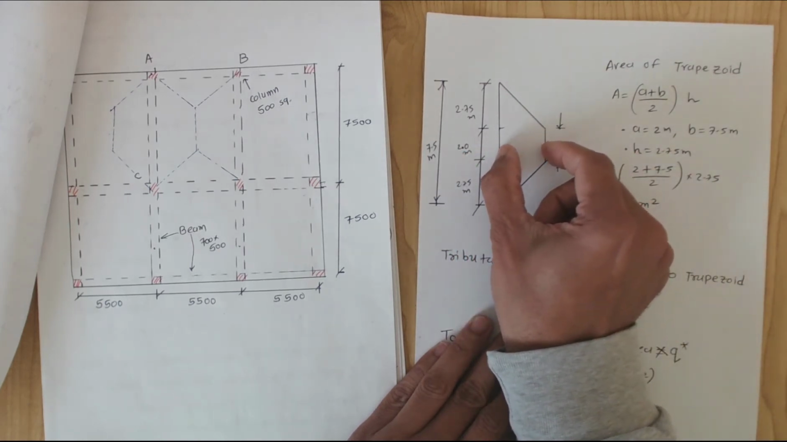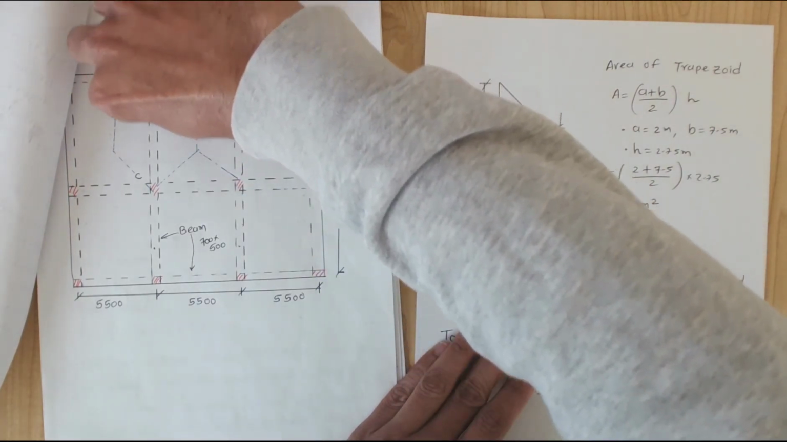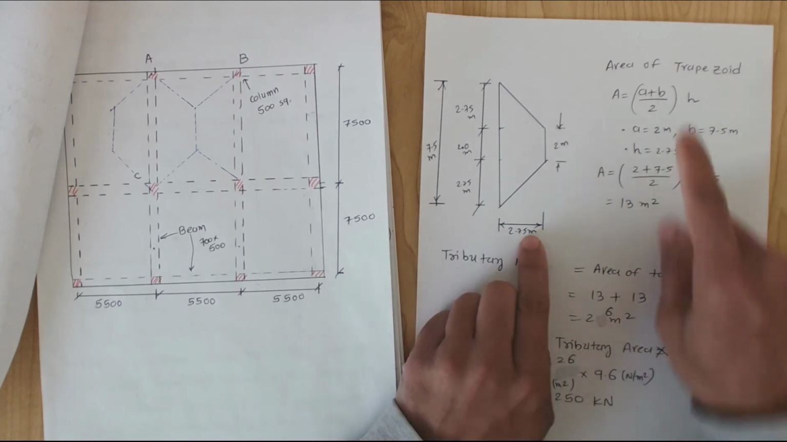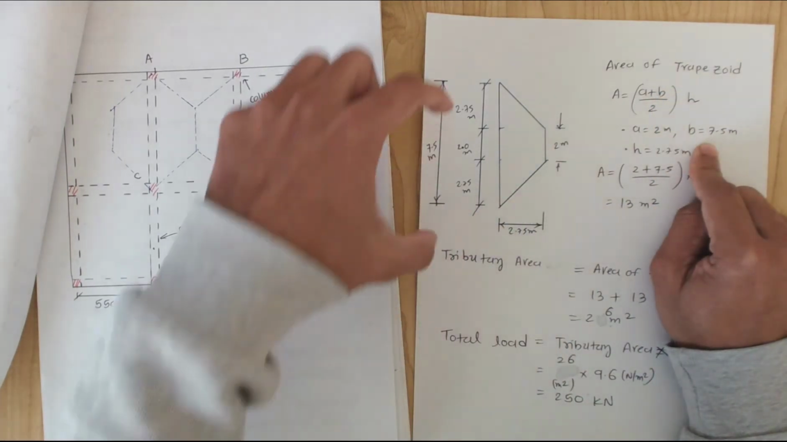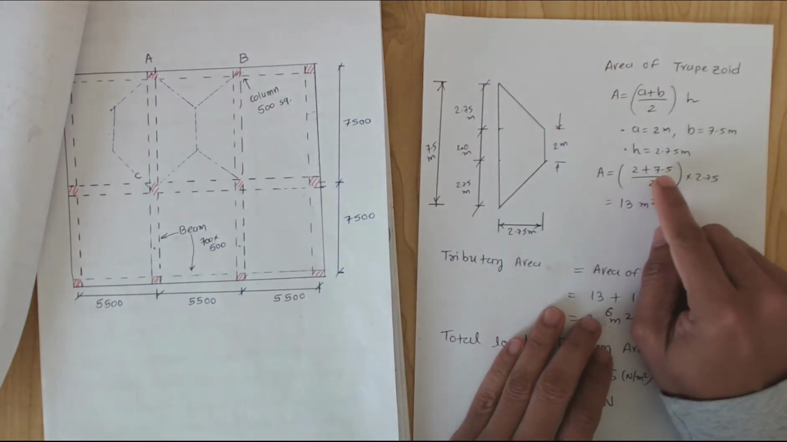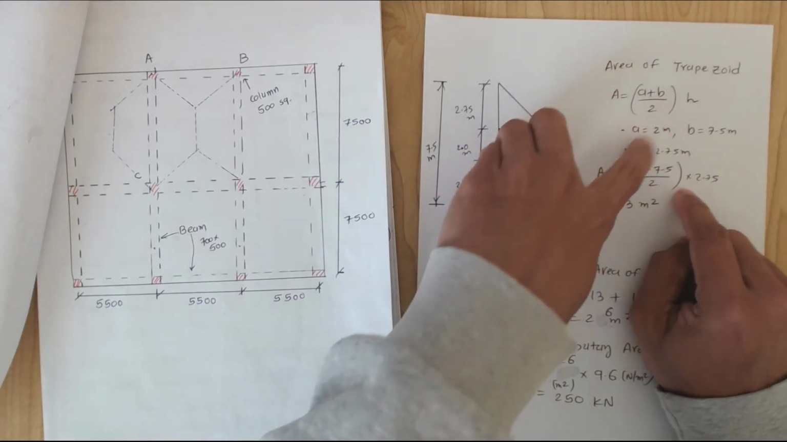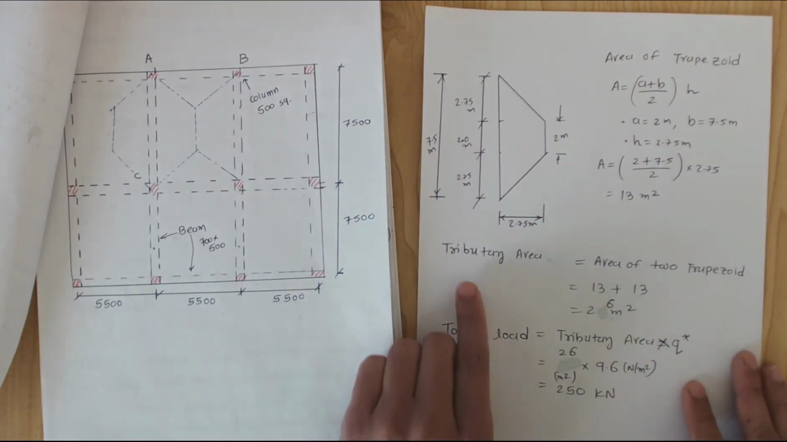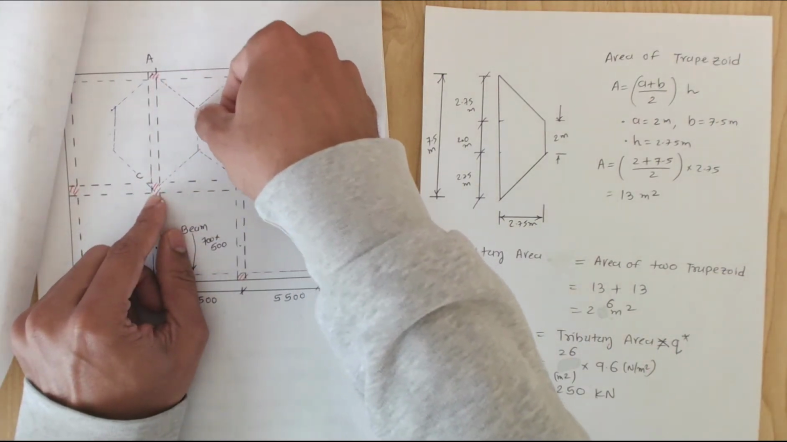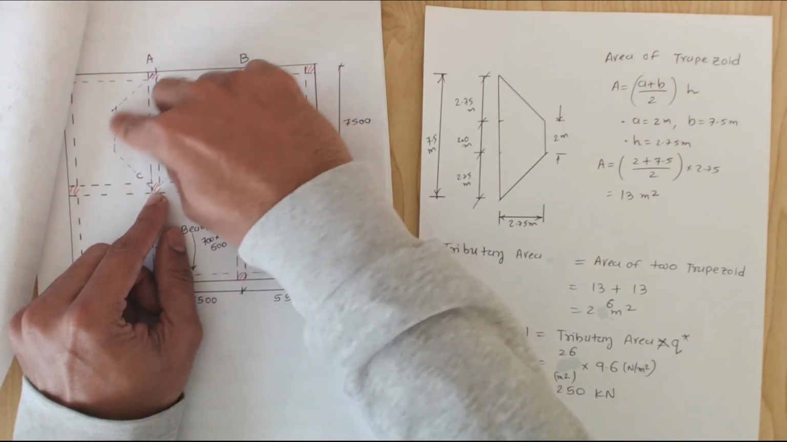This height is 2.75, because if you work it out, this height from here to here is half of 5.5, which is 2.75. So A is 2 meters, B is 7.5 meters, and height H is 2.75 meters. So the area is equal to (2 plus 7.5) over 2 times 2.75, and you get 13 meters squared. The tributary area equals the area of the two trapezoids, because this beam will have load coming from this portion of the slab, which is this one trapezoid, and on the other side you have this trapezoid.